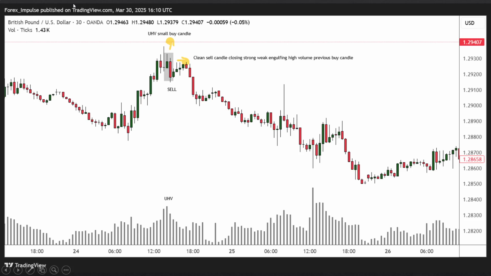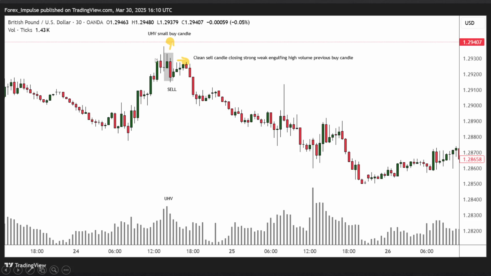Now this is a British pound 30-minute chart. Look at this. There is ultra high volume on the bullish candle, and the next candle, a sell candle, is closing below and has a low volume than the ultra high volume, clearly suggesting that you sell here, place stop loss above, and expect 1:4, 1:5 on this trade. And that was a very clear setup.